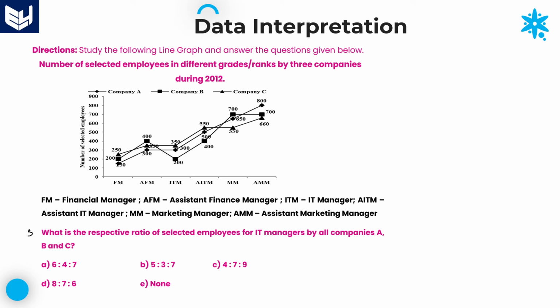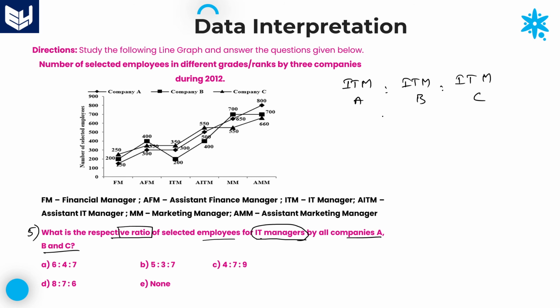Last question in this session, the fifth one. Here the last question is, what is the respective ratio? Here we need to calculate the ratio of selected employees for IT managers, for all the companies A, B, C. It means we need to take IT managers of company A is to IT managers of company B is to IT managers of company C. That is the ratio we need to calculate.